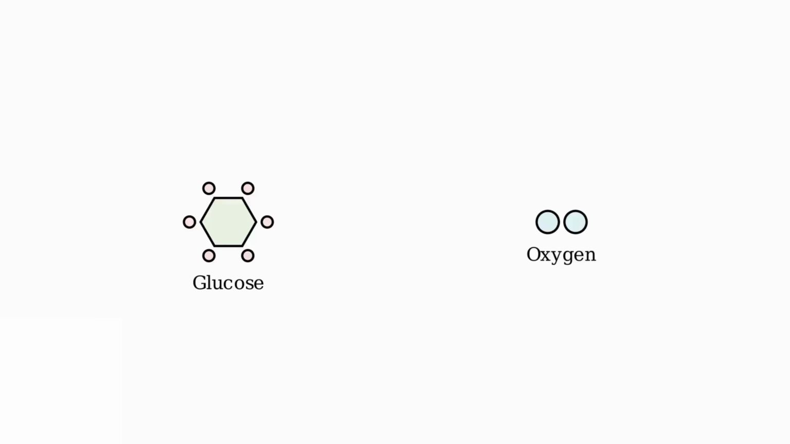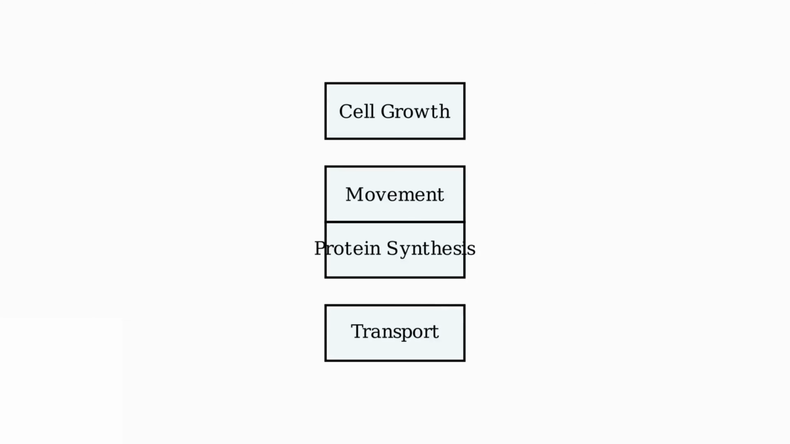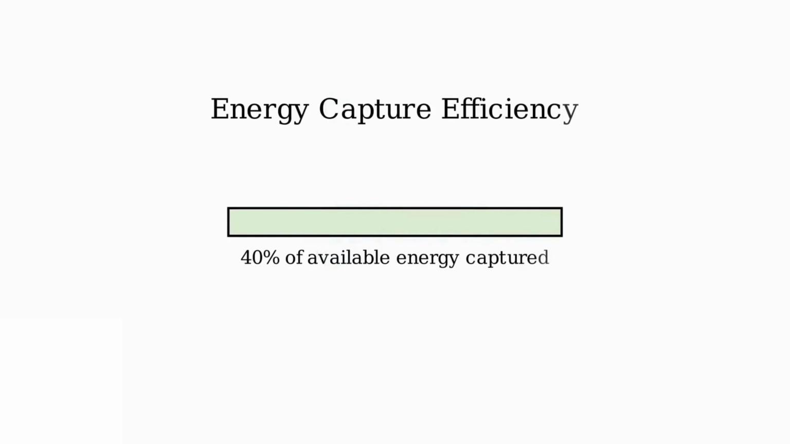Oxygen plays a crucial role as the final electron acceptor in this process. During biological oxidation, electrons are transferred from glucose to oxygen through a series of controlled steps. This electron transfer releases energy, which cells capture and use for various functions. The energy released powers essential cellular functions like growth, movement, protein synthesis, and active transport. Through biological oxidation, cells can capture about 40% of the available energy from glucose, making it a remarkably efficient process.